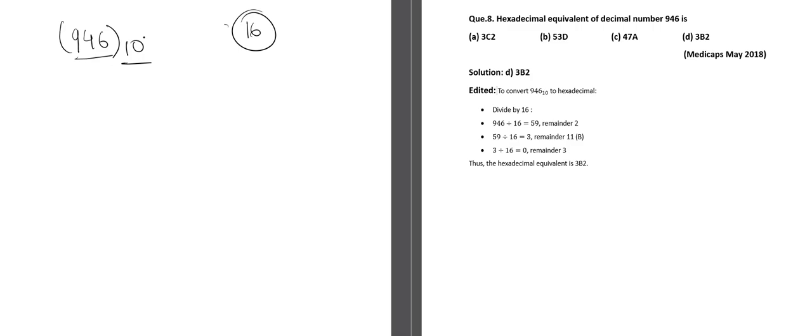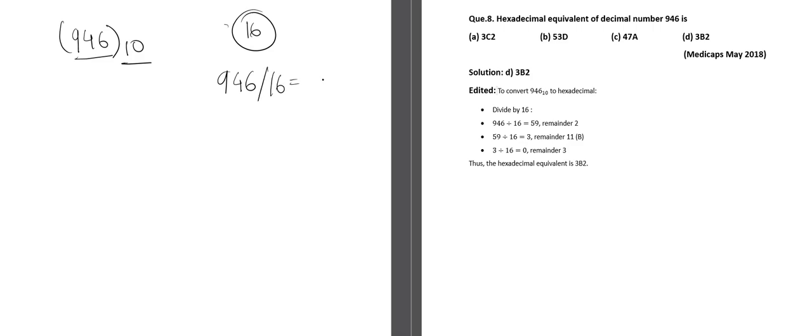We have to divide 946 with 16, which is the radix of the hexadecimal number system, and then the dividend we are getting, we have to continuously divide it with 16 up to the point we are getting 0, and then we need to keep the track of the remainder. So the summary is, suppose 946 is divided by the radix of the hexadecimal number system, which is 16.